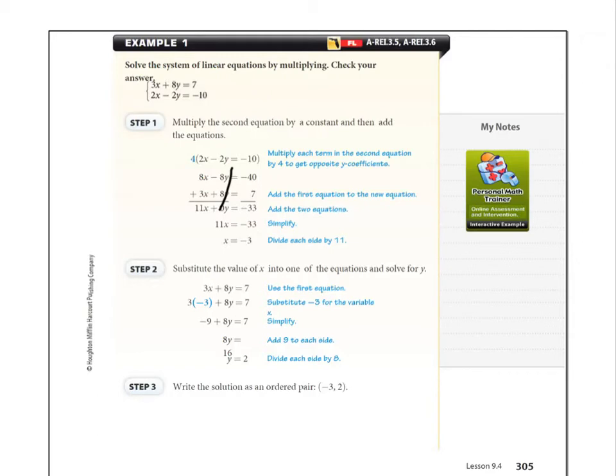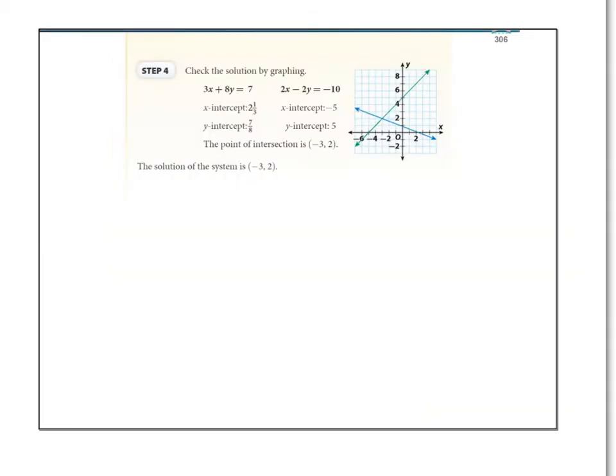We're going to practice one together here. With step 4, just like any other one, you can solve it also by graphing, so that's how they check their solution. Remember, you could also check your solution by plugging x and y back into both equations and make sure it becomes a true statement for both of them. Not just one, but for both.